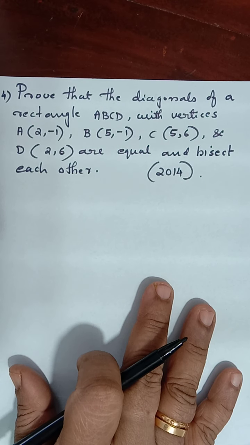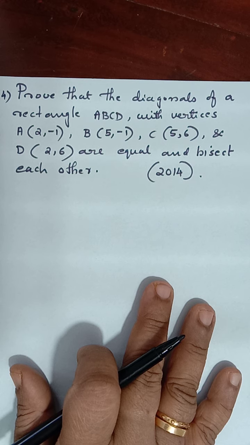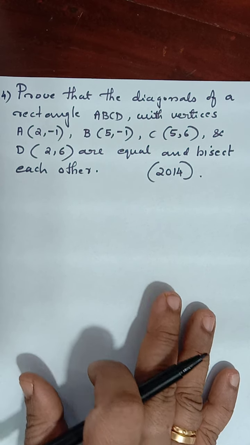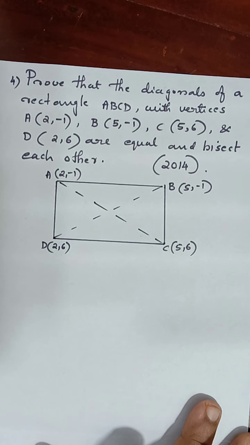Let us see question number 4. Prove that the diagonals of a rectangle ABCD with vertices A (2, -1), B (5, -1), C (5, 6) and D (2, 6) are equal and bisect each other. We have to show that the diagonal lengths are equal and they are bisecting each other. First you have to draw the figure. Okay, let us start that.